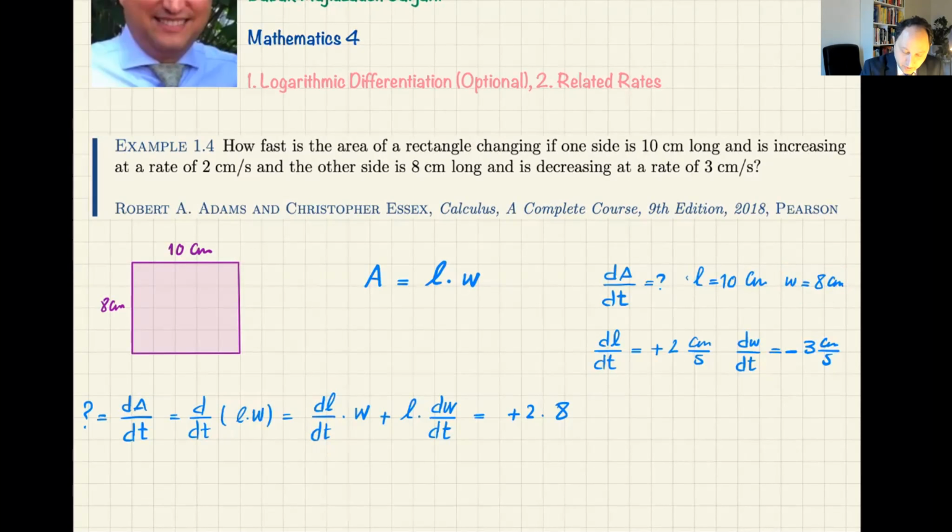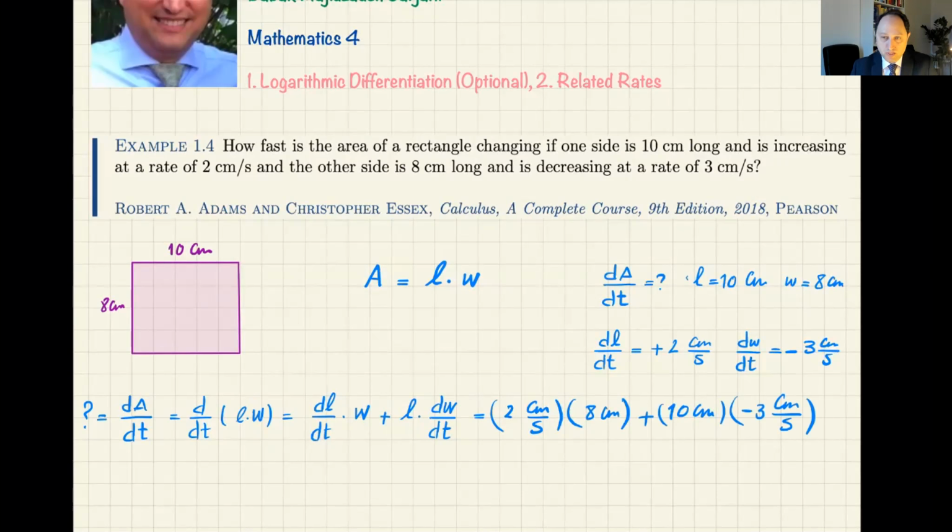Okay, if you want to be very much like physics, you need to write the units, but I prefer to write the units at the end, even though this is technically wrong. So let me just be very precise here. dL/dt is 2 centimeters per second multiplied by W, which is 8 centimeters, plus the length is 10 centimeters, multiplied by minus 3 centimeters per second. In principle, you have to include the units, but I'm too lazy to consider that, but I have to write the proper units at the end.